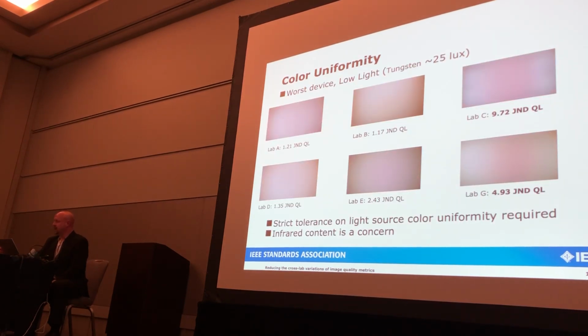Let's talk color uniformity. All of these images are from the same device. Some of this is from the phone, and others are because of the color uniformity and spectral contents of the light source. We need to establish a means of validating acceptable target color uniformity. And so here you see, in one lab, we got almost 10 JNDs of quality loss. And in other labs, we got just one JND. So this is not just the device's fault. This is related to the light source.